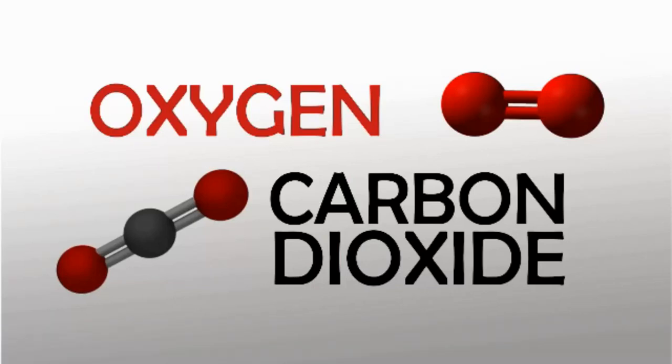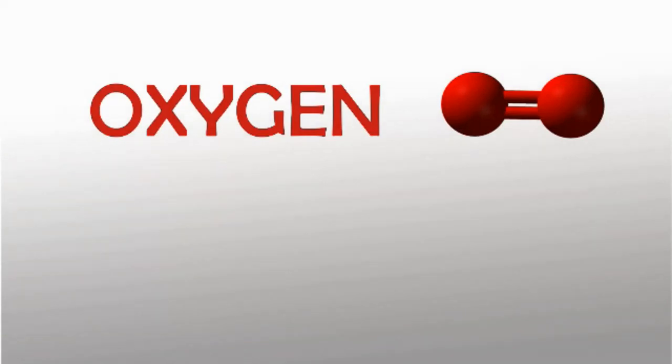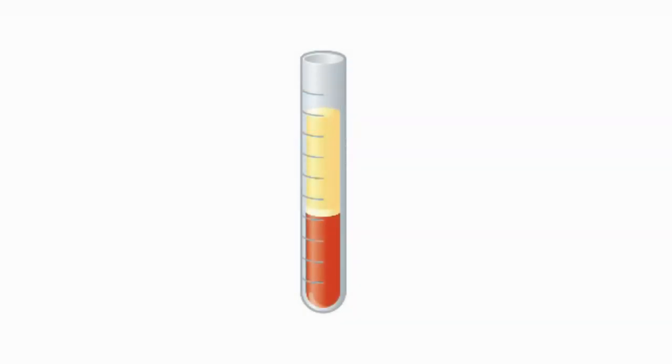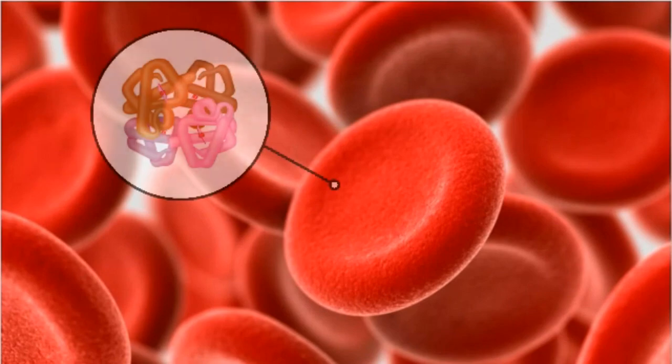Today I'll be talking about the respiratory gases and how they are transported around the body. Oxygen is transported in the blood in two different ways. It can be dissolved and transported in the blood plasma, or transported by erythrocytes, otherwise known as red blood cells, by binding to the protein hemoglobin.